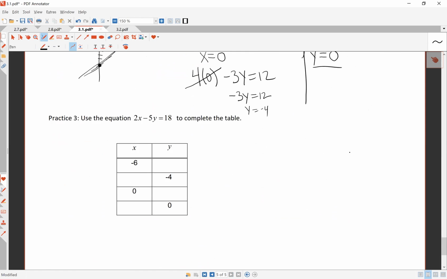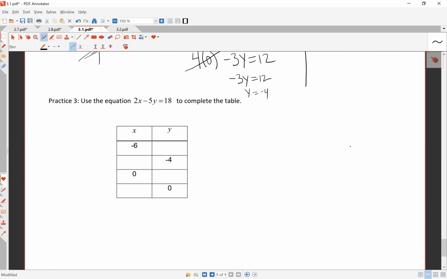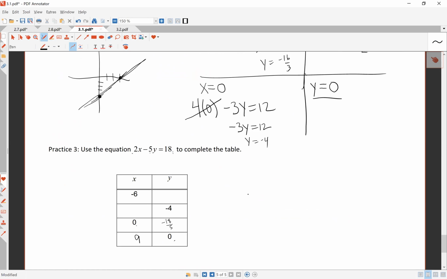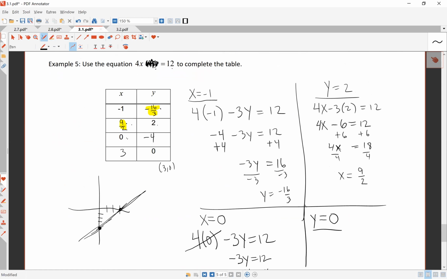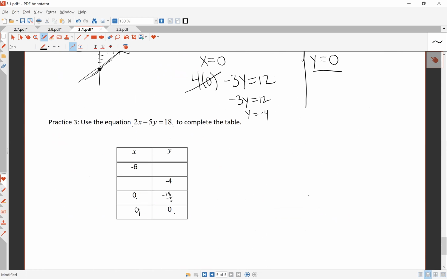And so if you have something like this problem, practice 3, if I set x equal to 0, then I cover that one up, and that's 18 over negative 5. But if I set y equal to 0, I cover that one up, and that's 18 over 2. So those are always the easy ones to find, the zeros. And then I'll show you techniques so that we don't have to end up getting fractions for some of our points. Those are always a little bit challenging to plot.